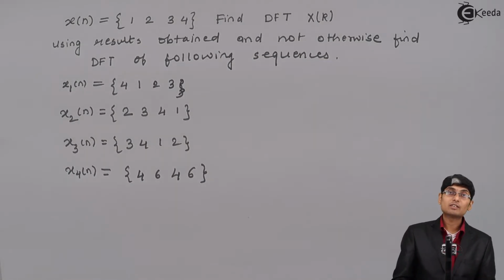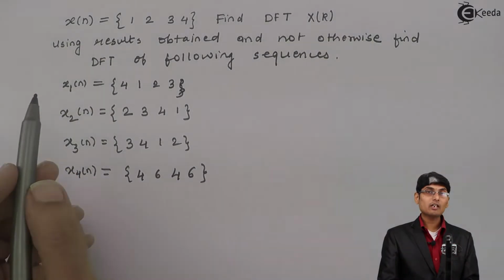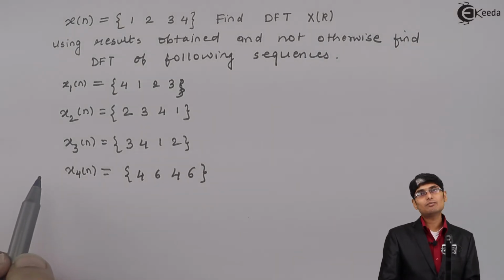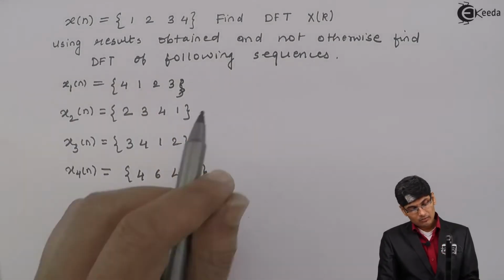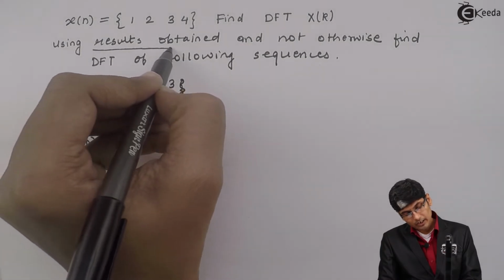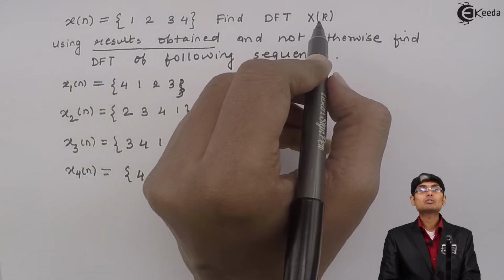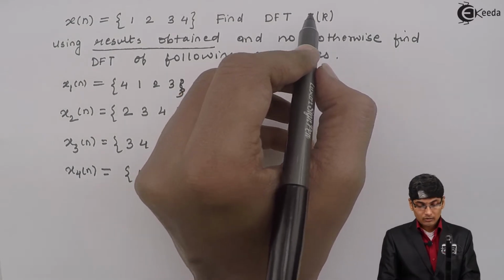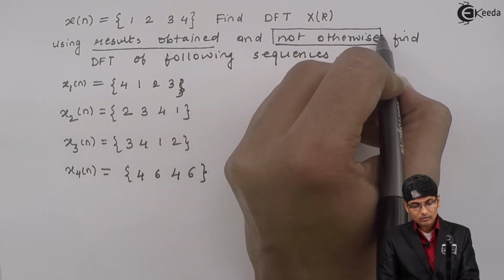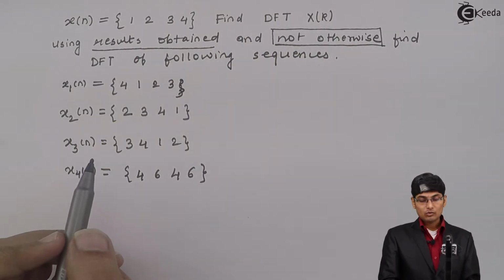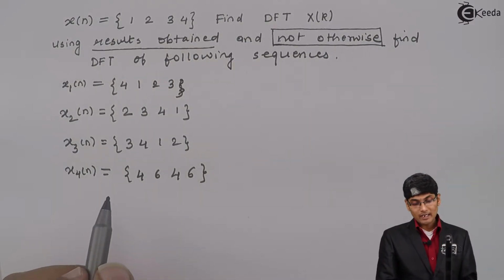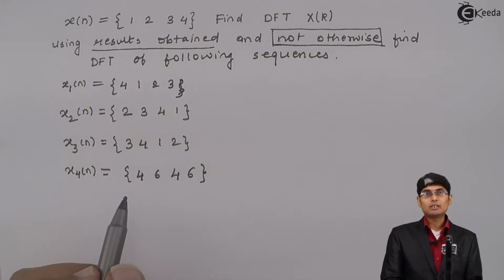So we have 4 sequences given and we wanted to find x1 of k, x2 of k, x3 of k and x4 of k, but we cannot use the formula because it has been mentioned in the problem that using the result obtained, that means we have to use the result obtained in the first section and not otherwise. That means this restricts us from using the formula. So even if I use the formula and get the result, it's not correct, it's wrong. I have to compulsorily go for the properties.